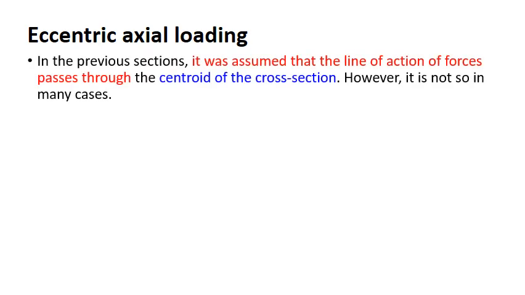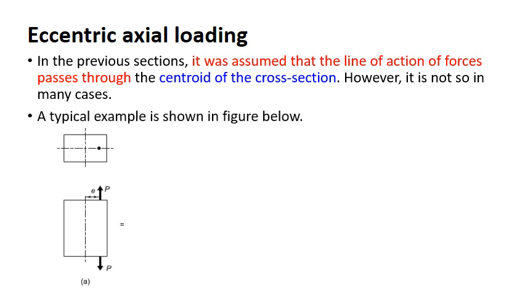There are situations where we might get axial loading. In all these cases, it was assumed, or it was actually given in the problem, that the line of action of the applied force will pass through the centroid of the cross section. What if it is not so? Here is an example. I've shown the top view as well as the side view. Here we have a P which is not acting at the geometric center of the member, but is slightly offset by a distance e, which we call the eccentricity.